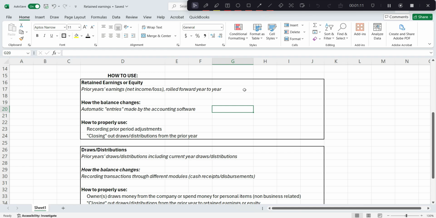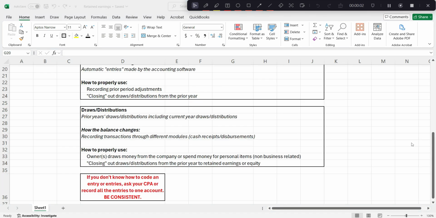Another entry that's commonly made is an entry to close out prior year draws and distributions. Draws and distributions accumulate year to year. They roll from year to year just as any balance sheet account does. What a lot of people like to do is close them out to retained earnings so that the only balance that remains is from the current year activity.